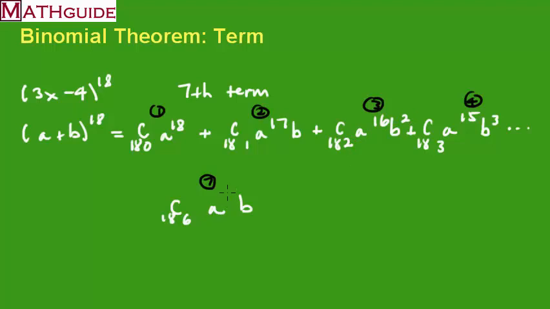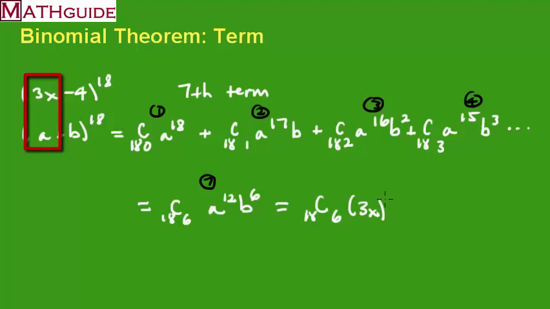So let's see. If that's a 6, this has to be a 6. Since it's the 18th power, I know that all the powers have to add up to be 18. So 6 plus 12 is 18. And there you go. This is what the generic term looks like. So what am I going to do? I'm going to start putting in some values. So let's see. I'm going to replace the A with 3x. I'm going to replace the B with -4.